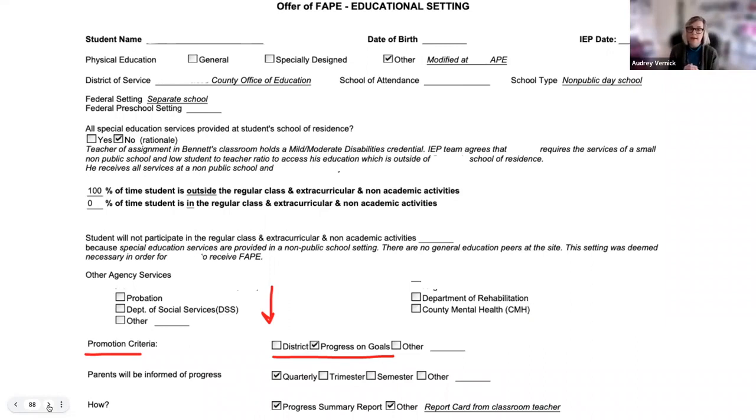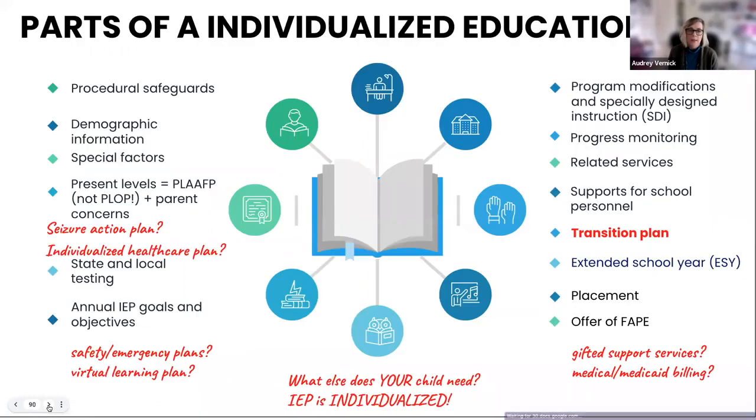I would be okay with that. And it could be that and progress on goals. It shouldn't just be progress on goals, because then that means their content is not aligned to the general curriculum at all. There's no requirement for them to be part of the general curriculum when they uncheck that box.